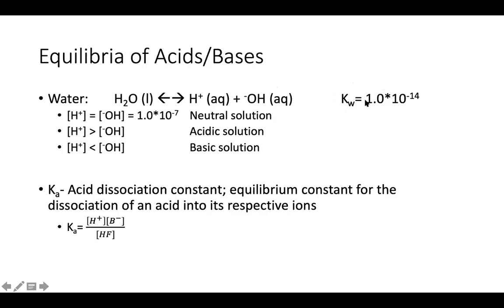this Kw number. If a solution has more H plus than hydroxide, it's going to be an acidic solution. If it has more hydroxide than H plus, it's going to be a basic solution. And if we have equal amounts of these two ions, then because of the Kw, their concentration will have to be 1 times 10 to the negative 7th, which is a neutral solution of water, right? And so if we're just adding something to water, we're assuming the water is neutral.